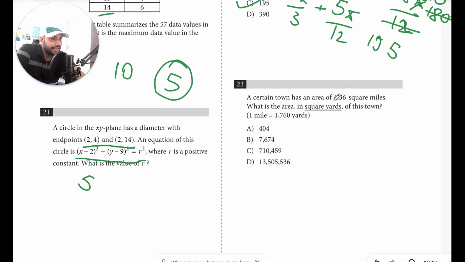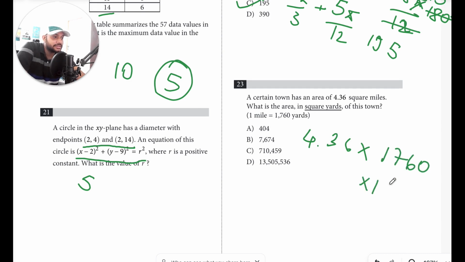A certain town has an area of 4.36 square miles. What is the area in square yards of this town? 1 mile is 1760 yards. So it's given to you directly. 4.36 square miles. Okay. Convert the square miles into square yards. So don't just multiply by 1760 directly. It looks like that needs to be done, but it needs to be squared. 1760 times 1760, because it's square miles, not just miles.